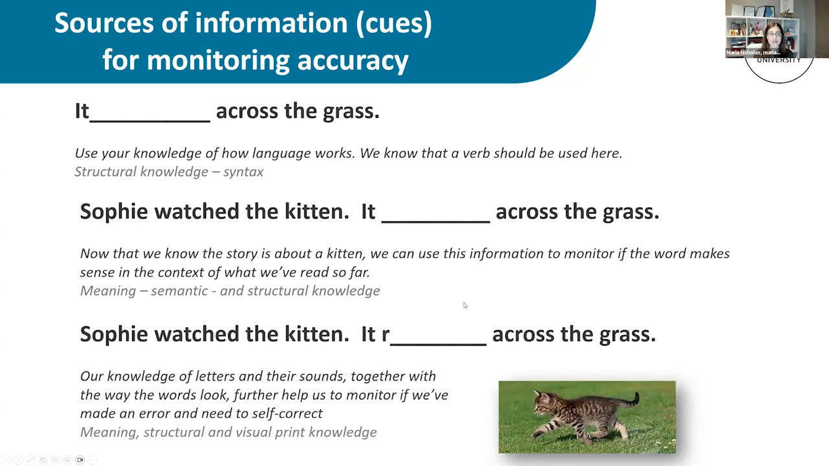And now here, Sophie watched the kitten. If I said it walked across the grass, a kitten can walk, but if I'm looking at the first letter, it starts with the letter R, which makes a sound. So if I say walked, I'm not paying attention to the whole word. I must have made a mistake. That doesn't look right. I'm going to go back and have a closer look at that word. So it's about teaching children how to self-monitor so they can work out if what they're reading doesn't quite make sense and they need to go back and reread.